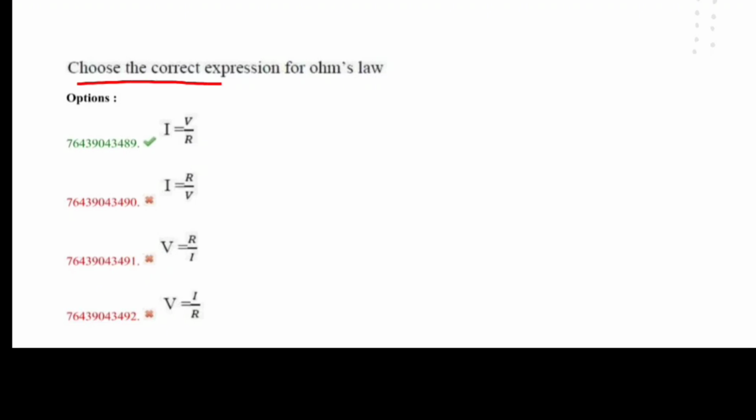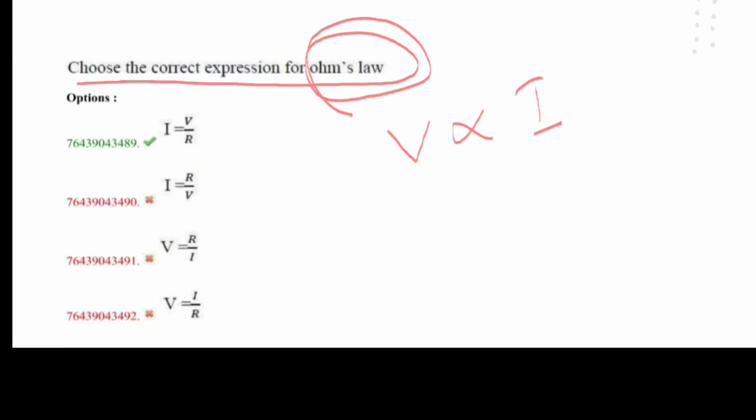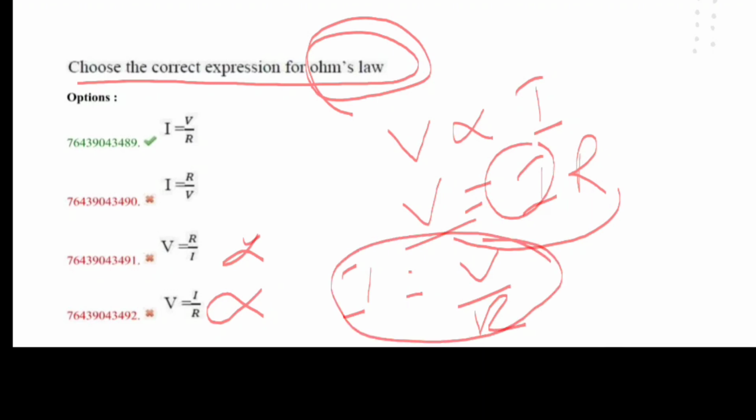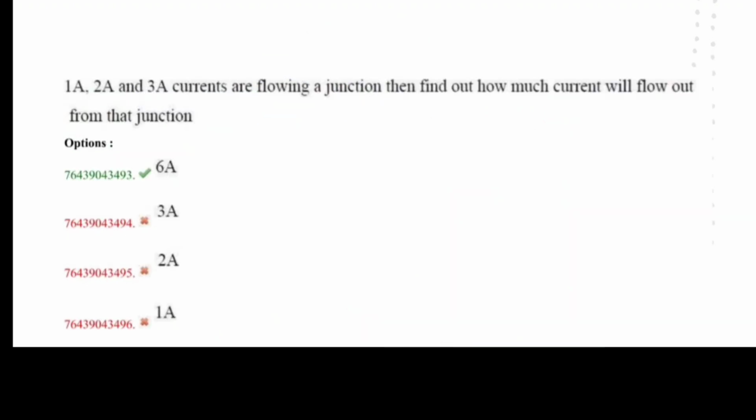Choose the correct expression for Ohm's law. Ohm's law: we know that voltage is directly proportional to current. If we remove the directly proportional to, we'll get V equals IR. Then they gave options in terms of V and I. Check for V. R by I, this is wrong. I by R, this is wrong. For I equals to, send this R to the denominator, V by R. I equals V by R. The first option is the correct one. Let's see the next question.